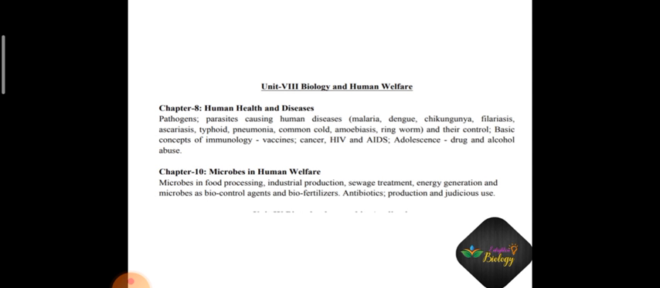The next one is biology and human welfare. Here also you can see that only 2 chapters are there. Chapter 8, Human Health and Diseases. Chapter 10, Microbes and Human Welfare. Chapter 9, Strategies for Enhancement in Food Production, which discusses plant and animal breeding, has been removed. So only 2 lessons.